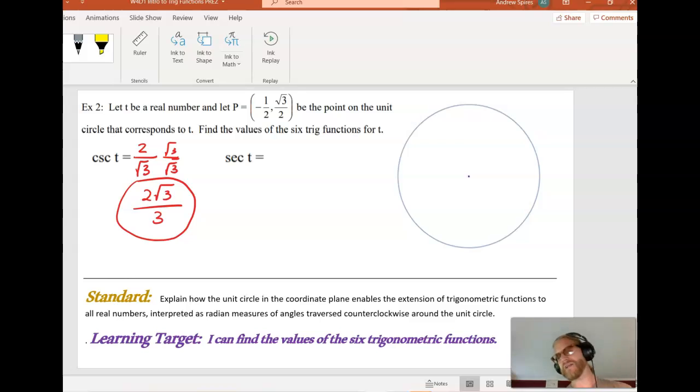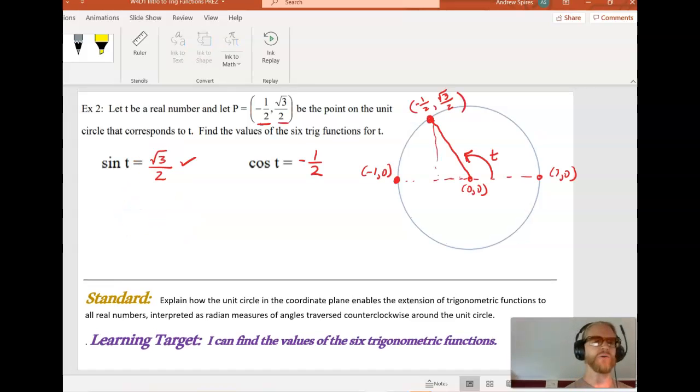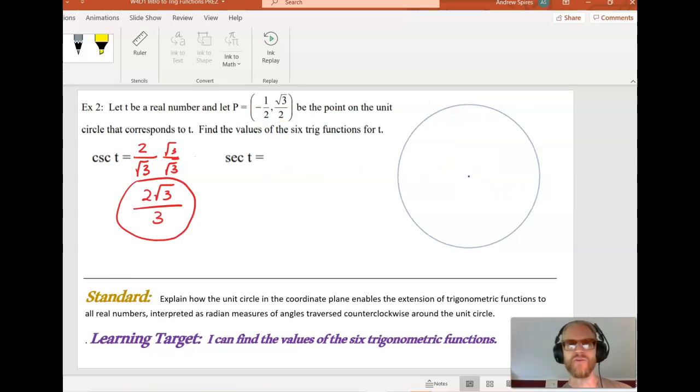Secant, I don't like secant, but I do like cosine. So I'm going to go back to cosine. Cosine was -1/2. So I have to take the reciprocal of -1/2, and that is -2/1. So just to be careful, common mistake, the reciprocal of any number is the same sign. You flip it, but you don't change the sign of it. So we flipped -1/2, and we got -2/1, which is -2.